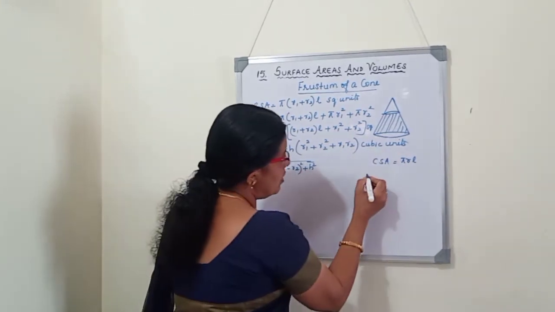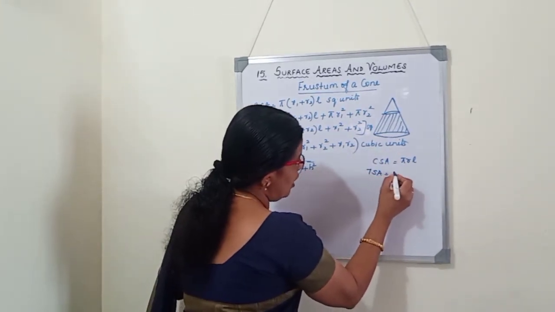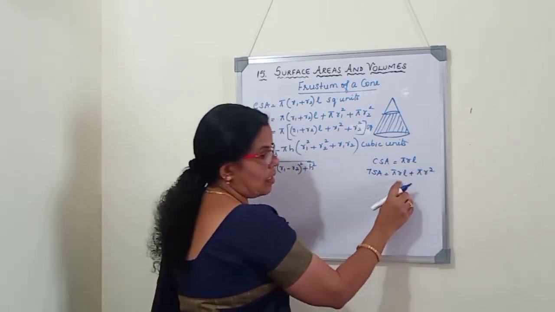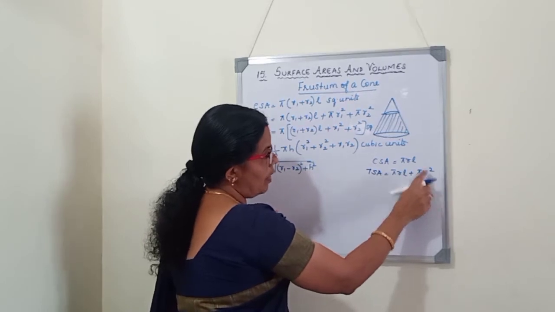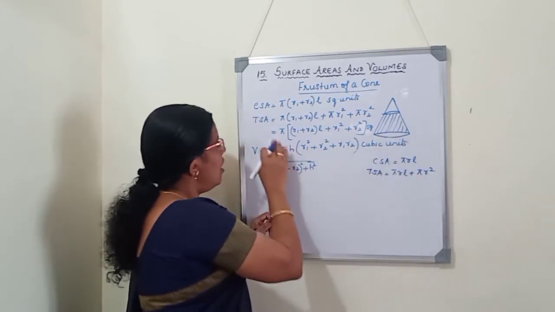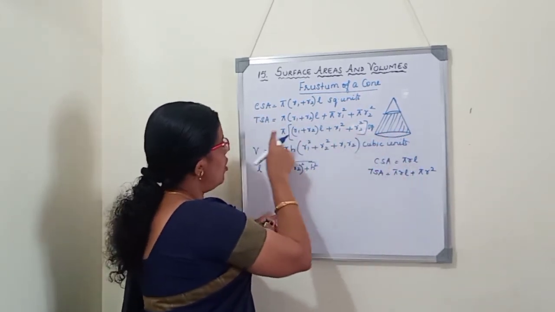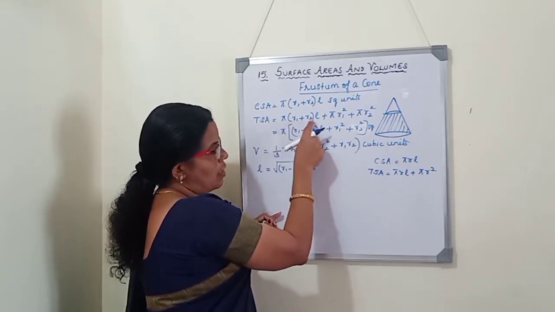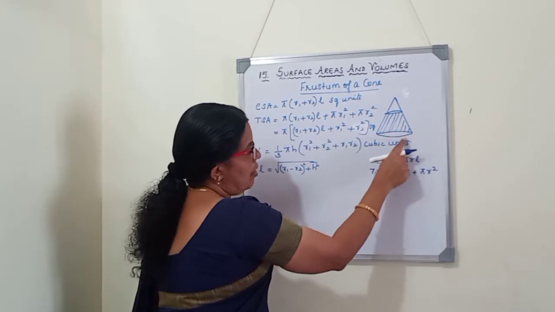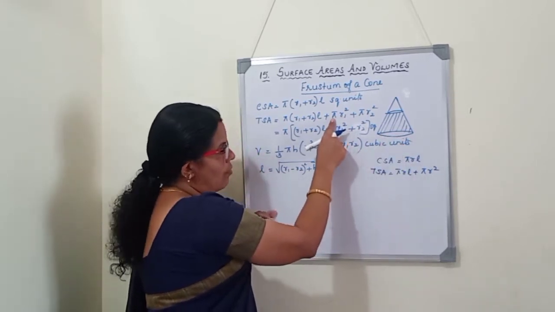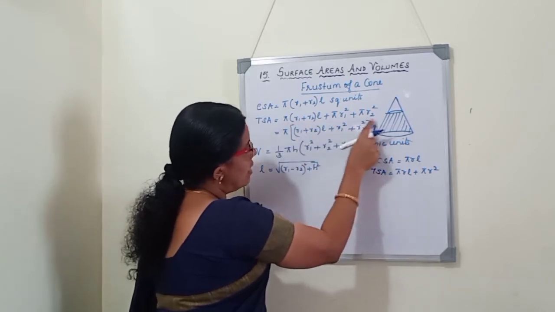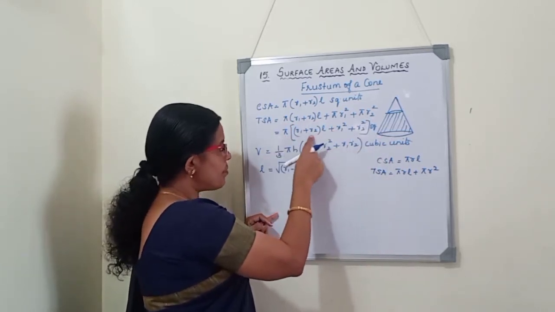TSA of a cone is pi RL plus pi R square. Pi RL is the curved surface area and pi R square is the area of the circular surface. When it comes to frustum of a cone, TSA is CSA, pi into R1 plus R2 into L, plus one circular surface area pi R1 square and the second circular surface area pi R2 square. From these three terms we can take pi common.